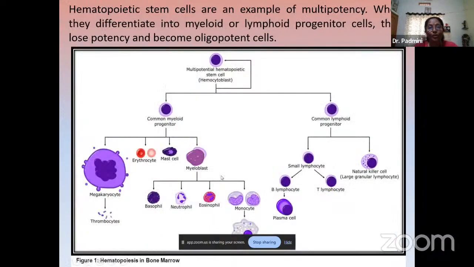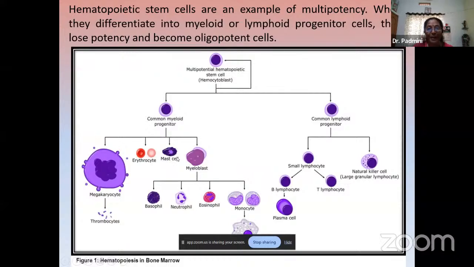When you talk about hematopoietic stem cells, I'm sure everybody is aware of what hematopoietic stem cells are, where you can get them, and what they are going to differentiate into. They differentiate into myeloid cells and lymphoid cells, and the myeloid is going to give rise to the megakaryocyte, which also forms the thrombocytes or the platelets. It can also give rise to RBCs.